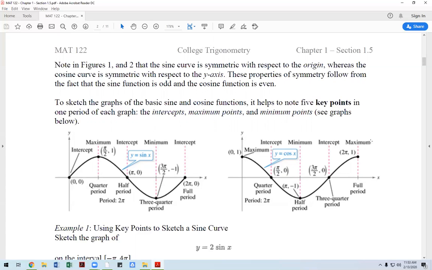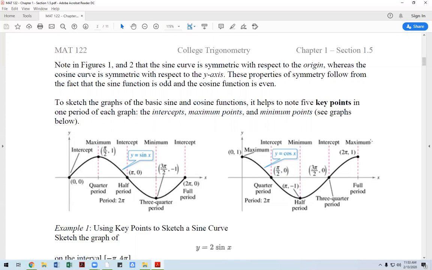And then of course, the 5 key points. This is something we're going to need anytime we are graphing any variation of our trigonometric functions. We need to know where our graphs are going to have their intercepts, and what the maximum and minimum points are going to be. So if you notice here, this is our sine function. Of course, we have the intercept at 0, 0.